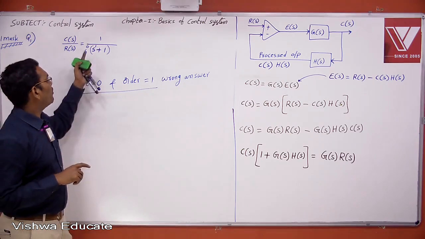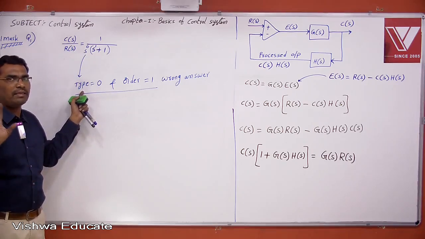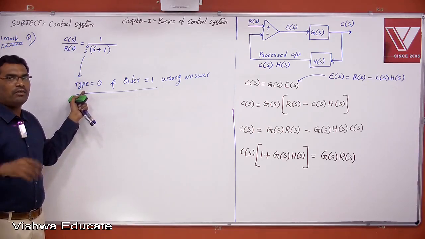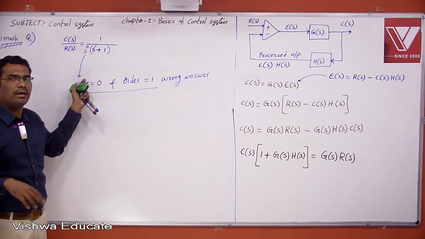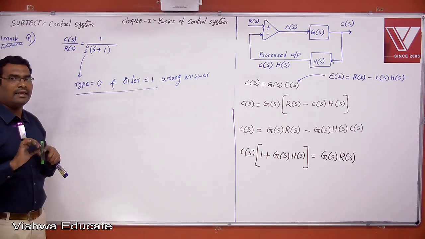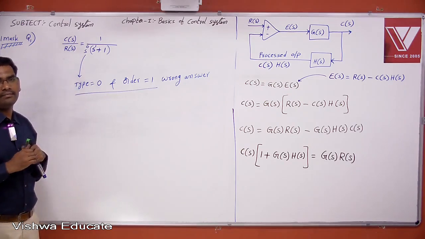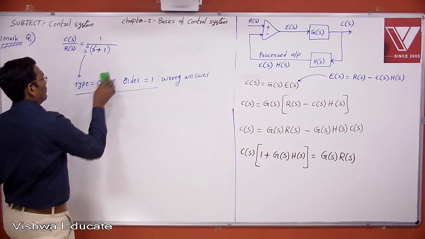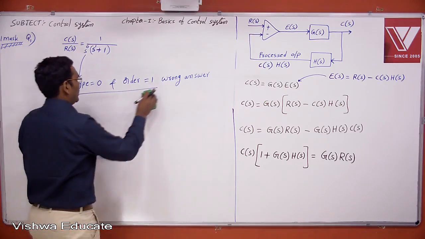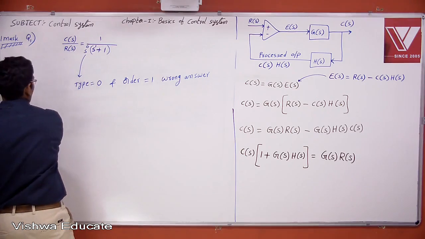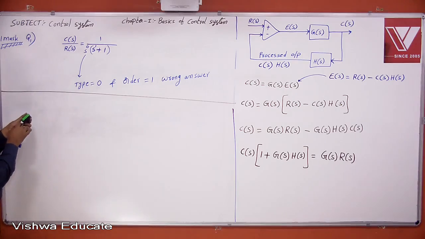Then, number of poles at origin is called type. Who gave that statement? I am not giving that statement. Just check your class notes, that particular statement is not there. So what is the problem here? Where did you make the mistake? We will rectify that.